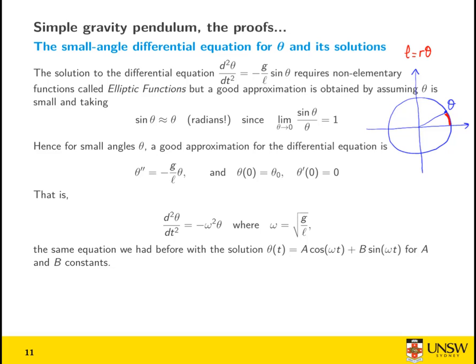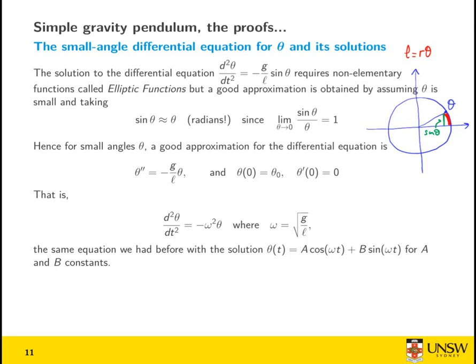Now sine theta is the vertical coordinate of this point, so sine theta is the length of this green line, whereas theta is the length of this curve. And you can see that if theta is small, they will be very close to each other. And this is where the limits come from. In other words, if theta is small, sine theta and theta are close.